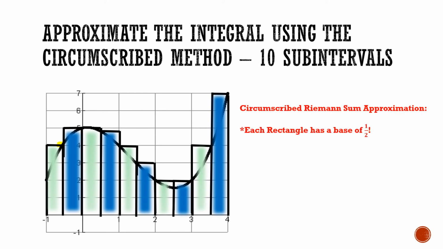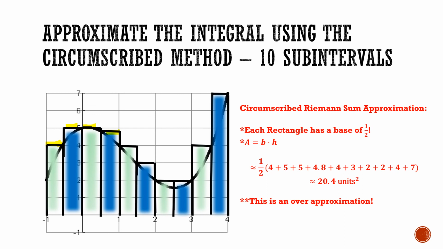All right, so now to get the approximation, we have to realize that each base now is 1/2 because I increased my subintervals, so that decreased the base. And then since we're dealing with rectangles, again, we have area equals base times height. All right, so I have 1/2 for each one of my bases, and then all of my heights I can add up. So like 4 plus 5 plus 5 plus about 4.8, and I keep adding all those up until I get to the end. From there, I sum it up and divide by 2, and I get an approximation of 20.4. This is clearly an overestimate because every single rectangle that we drew was over our curve.